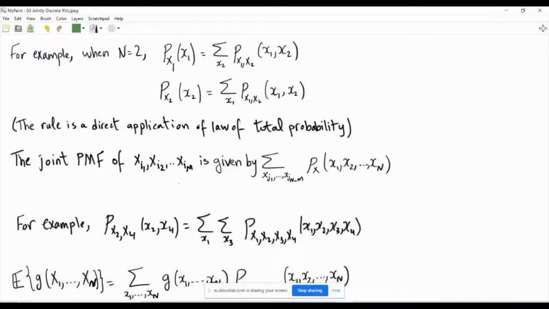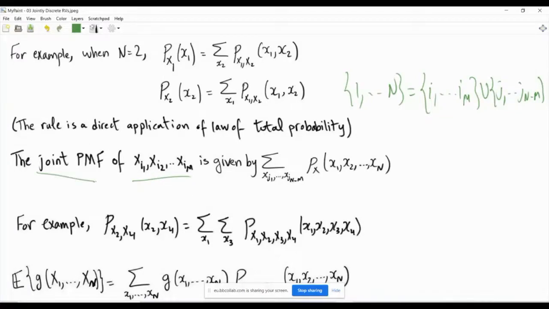So what if you take your set 1 to n and write it as two disjoint sets, i_1 to i_m and j_1 to j_{n-m}, and you are interested in only some of them? If you want to find the joint PMF and you know the joint PMF of the whole collection of random variables, then what you do is sum over the others. Okay, so that's the idea.